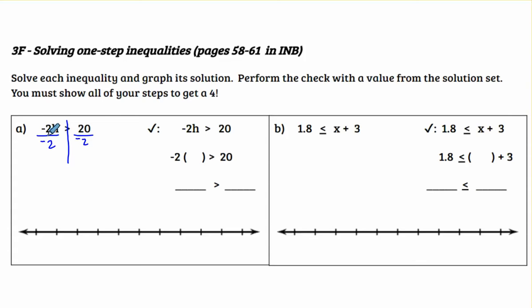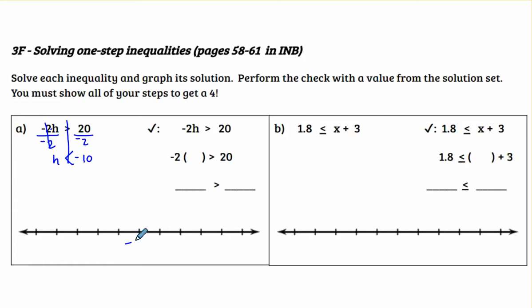Negative 2 divided by negative 2 cancels out. They're the same exact number, and now they're gone. So I have h. Over here, a positive 20 divided by a negative 2 is going to be a negative 10. And this is the really important part. Since we divided by a negative on both sides, our symbol has to flip. So our answer is h is less than, that's my boyfriend, negative 10.